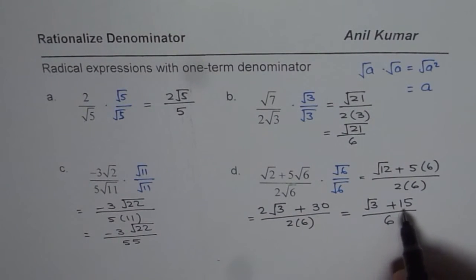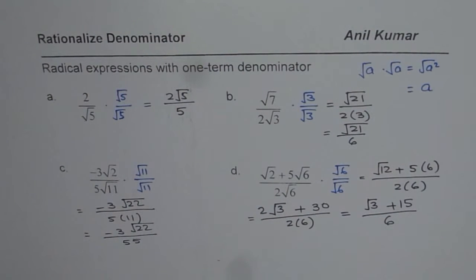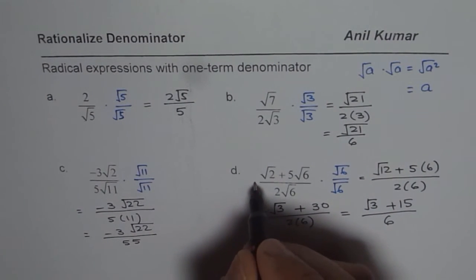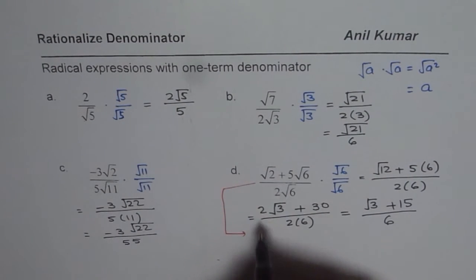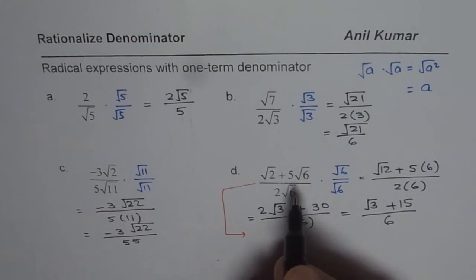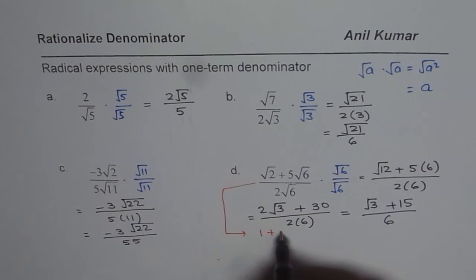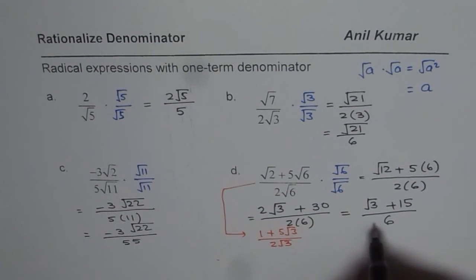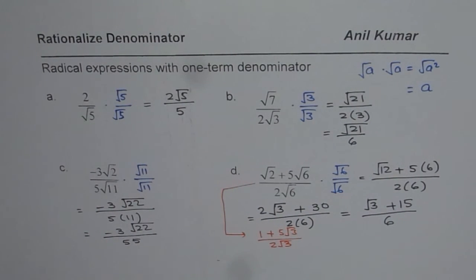So that is how we can actually simplify it, right? As you can see here, we could have simplified the expression by dividing each term by square root 2. So what you can do is redo this exercise by first simplifying this. Write this as dividing each term by square root 2. You could write this as 1 plus 5 square root 3 divided by 2 square root 3, right? And then rationalize and check if you get the same result as we got. I hope that helps. Thank you and all the best.